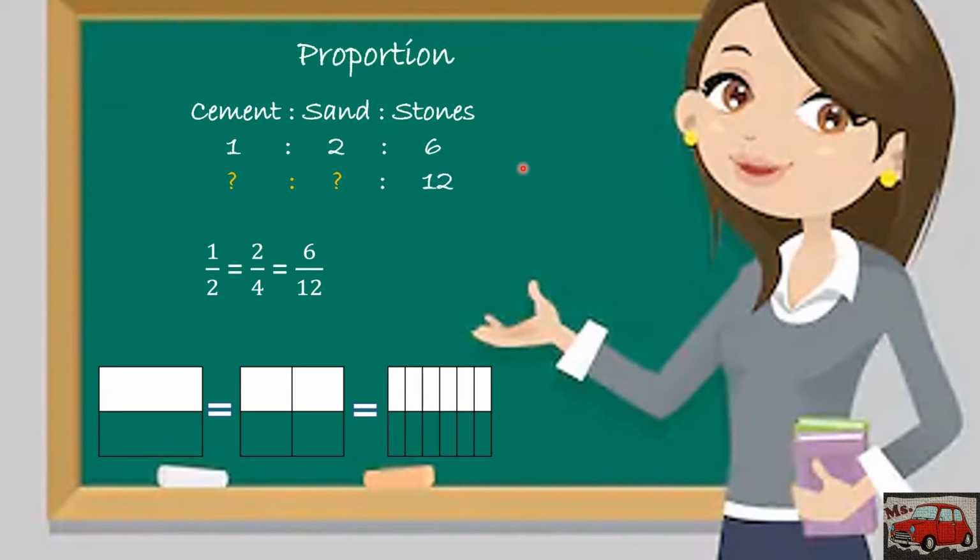So, yung 6 naging 12. So, ano kayang ginawa? Nag-multiply by 2. So, therefore, pati yung sand tsaka si cement, i-multiply ko by 2. So, 2 times 2, that will be 4. And then 1 times 2, that will be 2. So, therefore, ang equivalent ratio ng 6 over 12 will be 2 over 4, tsaka 1 half. Okay?